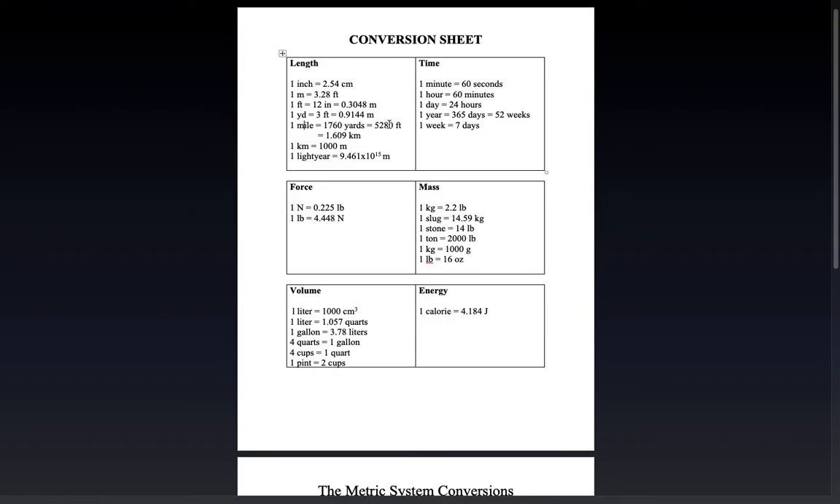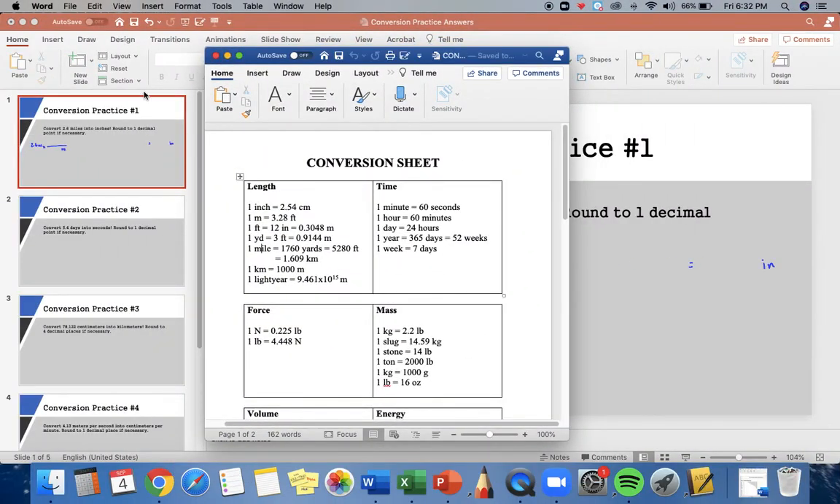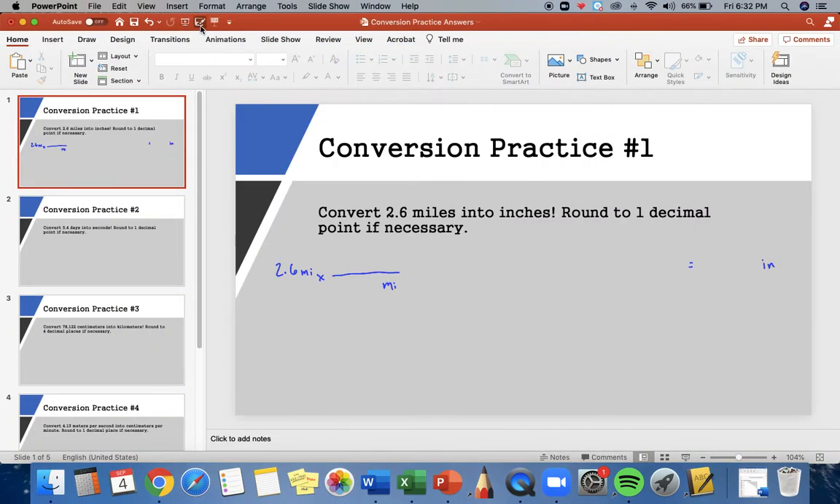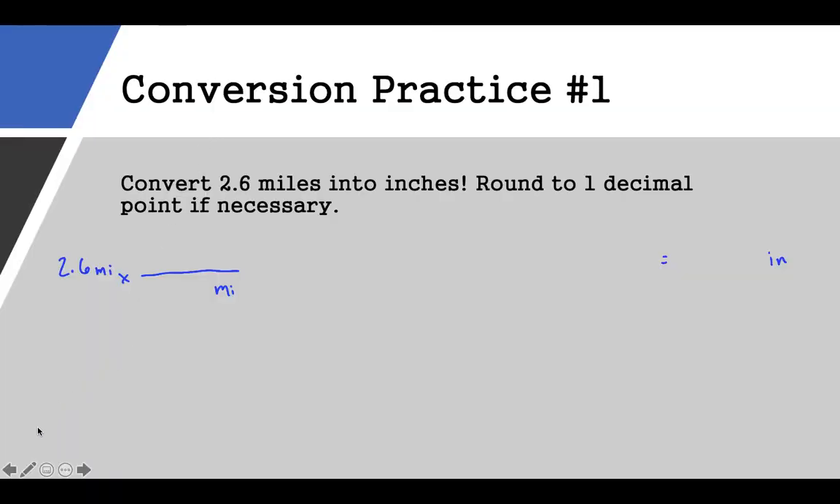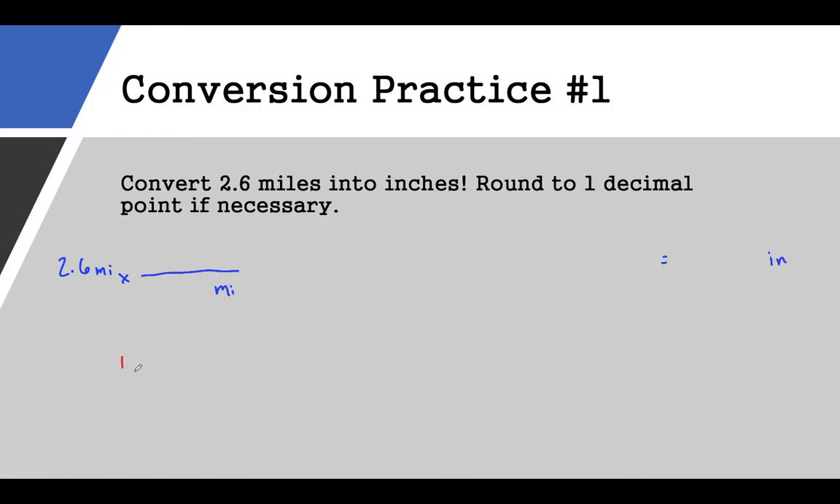So I have 1 mile is 5,280 feet. Let's do it together. I write once again my conversion factor. 1 mile, oh, always red. 1 mile equals 5,280 feet. So I start there.